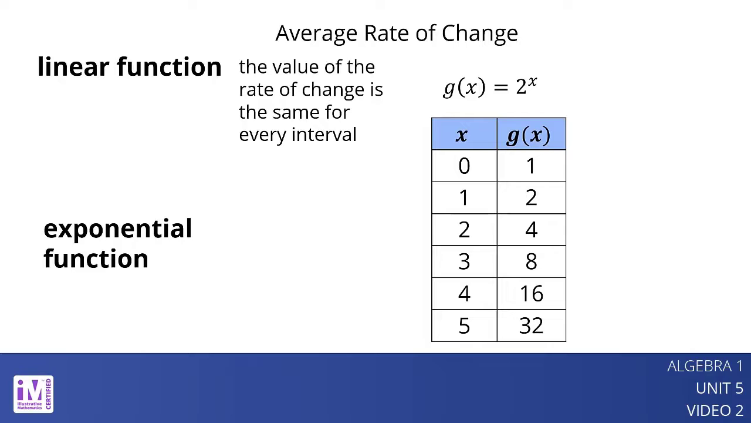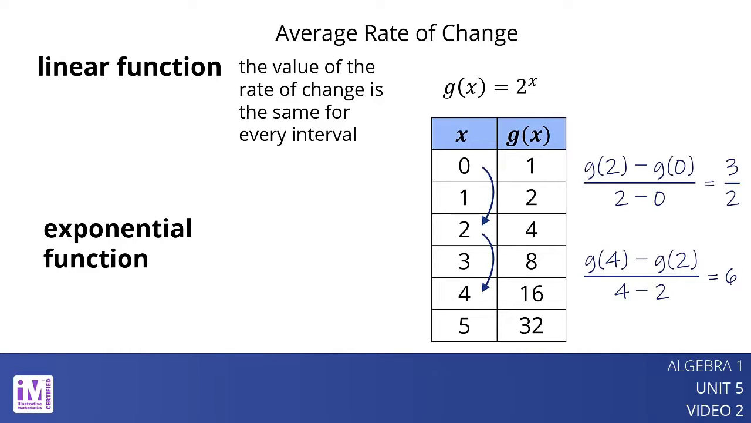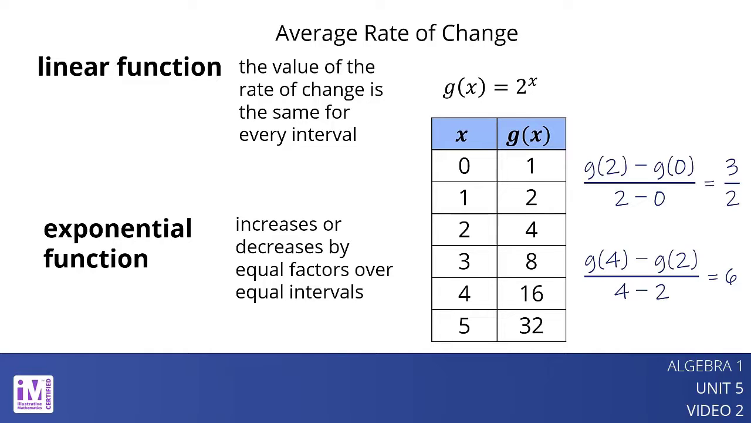Notice that the average rate of change for these intervals are positive but not equal. This is due to the growth factor of the exponential function. If the function represented exponential decay, the average rates of change would be negative. Unlike a linear function, an exponential function does not increase or decrease by the same amount over equal intervals. Instead, an exponential function increases or decreases by equal factors over equal intervals.